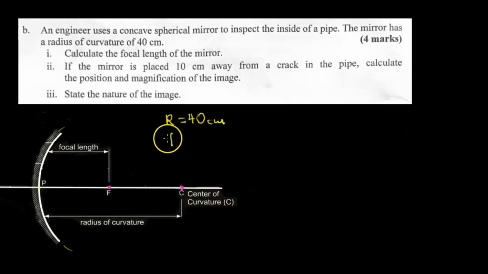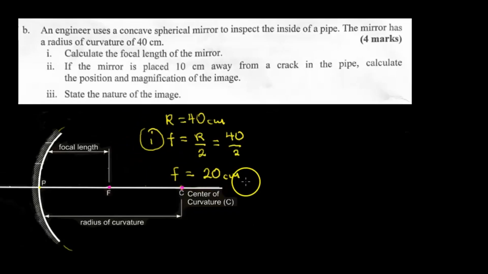And we've been asked to find the focal length. From the diagram, focal length is radius of curvature divided by 2. So if the radius of curvature is 40 centimeters, and you divide by 2, you get your focal length to be 20 centimeters. So this is my f for focal length.